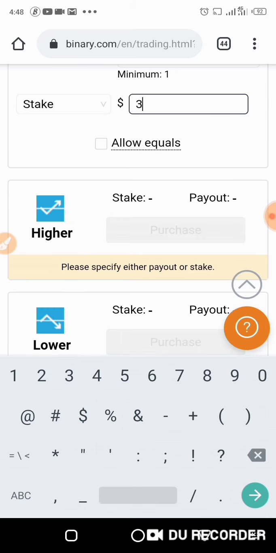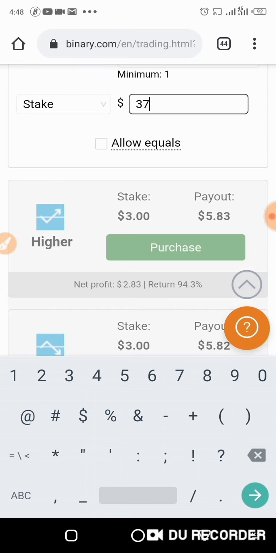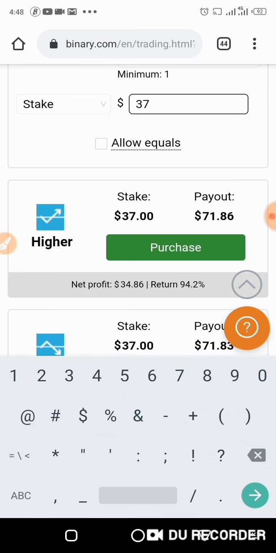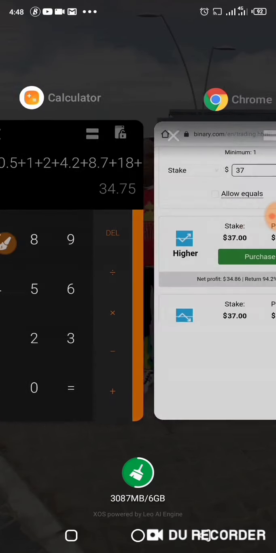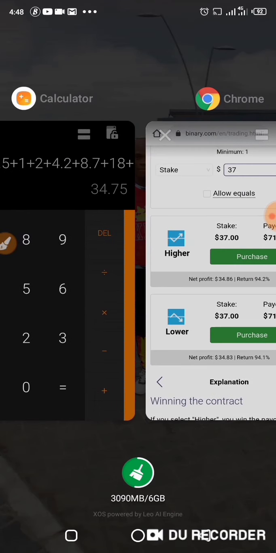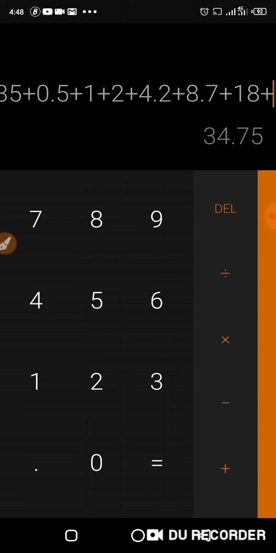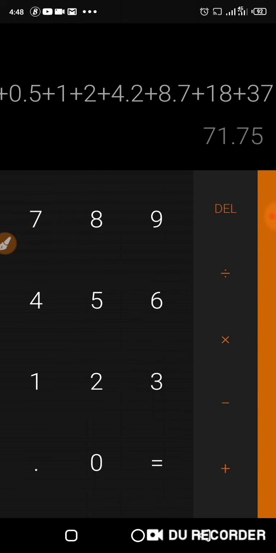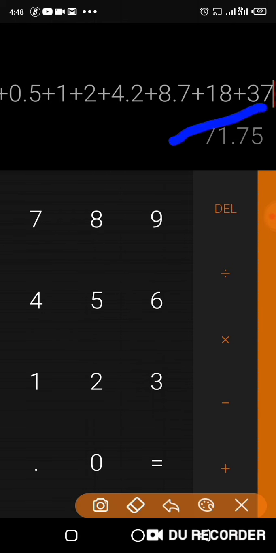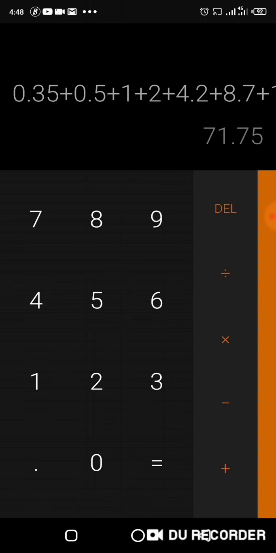So if we are going with 35 here, it's not there, 36. So 36 or 37. Here we are having 34.86, and 34.86 is bigger than 34.75. So our next tick here was 37. So 37, which is here, our total money here is 71.75 dollars.